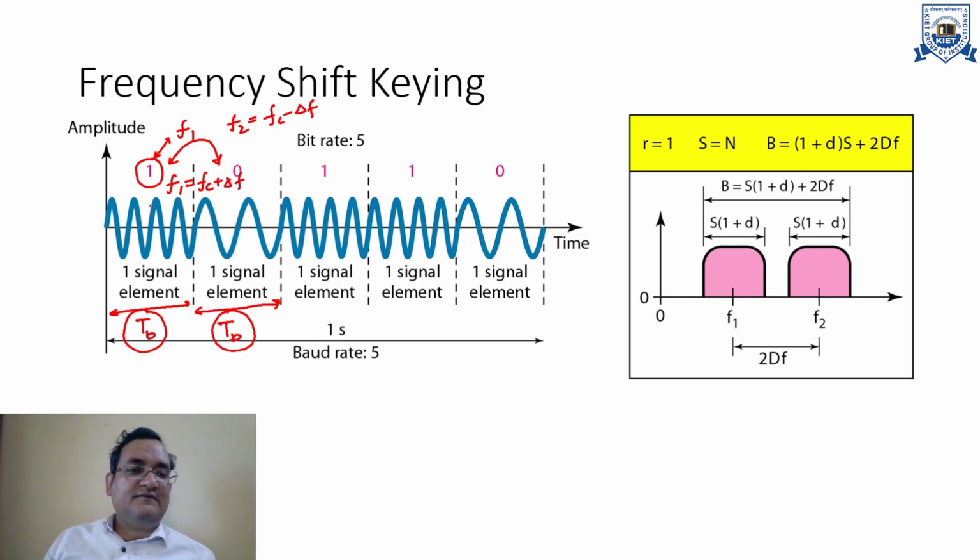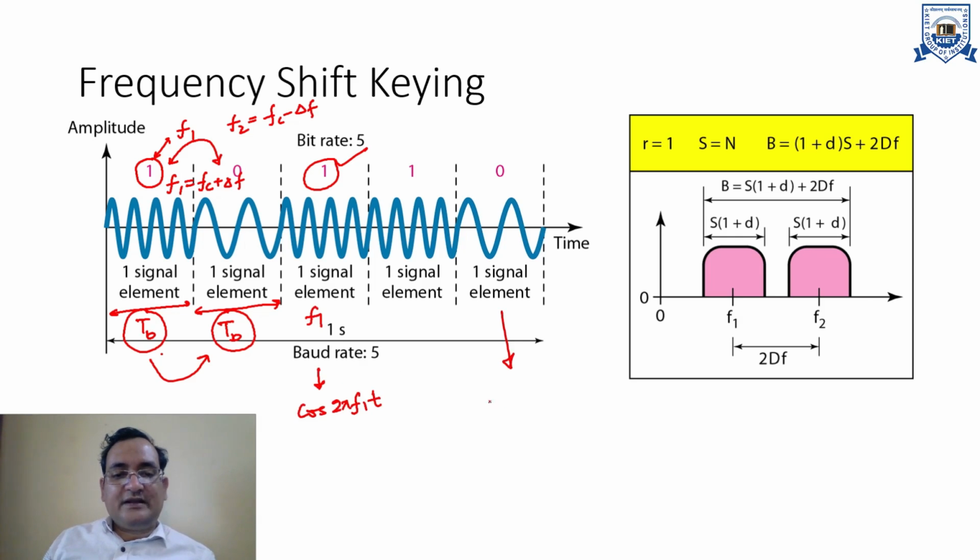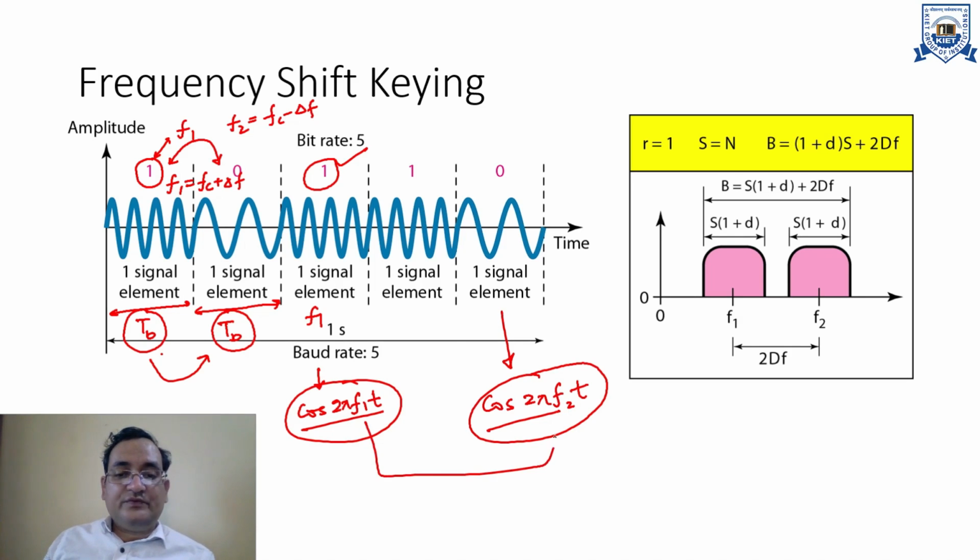The duration of 1 and 0 in this pictorial presentation is the same, that means TB and TB. Whenever you transmit your 1, it will be transmitted as the F1 frequency, that means you are transmitting the signal as cos 2 pi F1t. If you are transmitting 0, you are transmitting cos of 2 pi F2t. So this is the simple presentation of digital frequency shift keying. You are transmitting your carrier, but there are two different carriers with different frequencies. And how many frequencies? 2, because you are transmitting your binary signal only. That's why 2 frequencies are here.